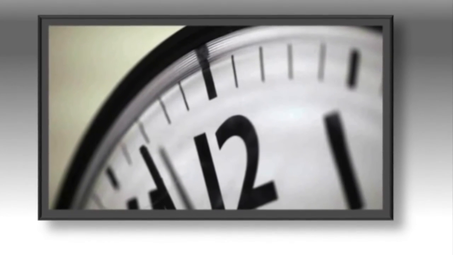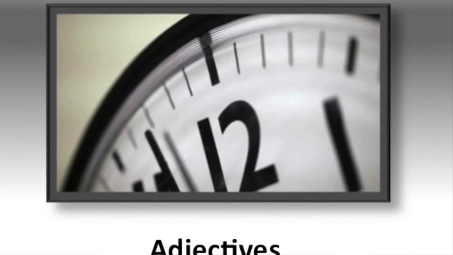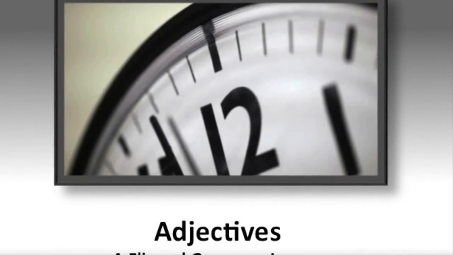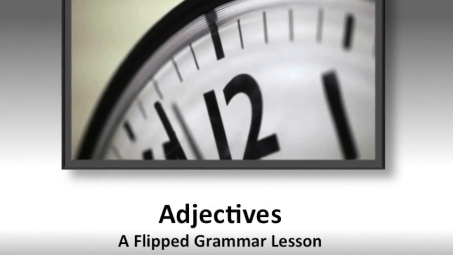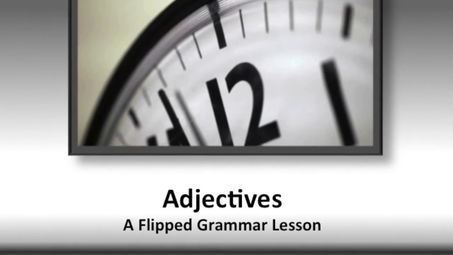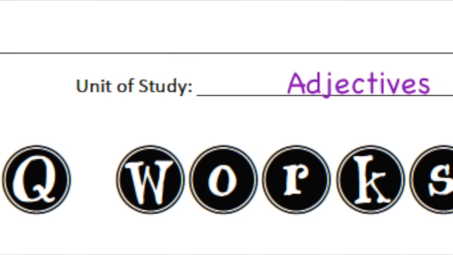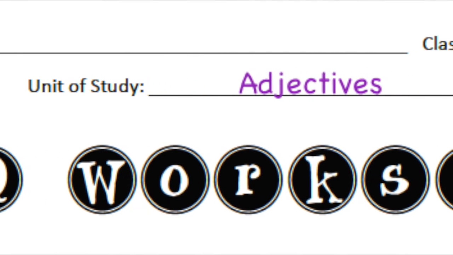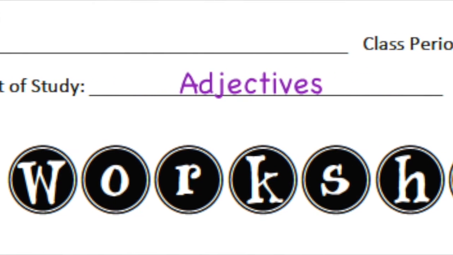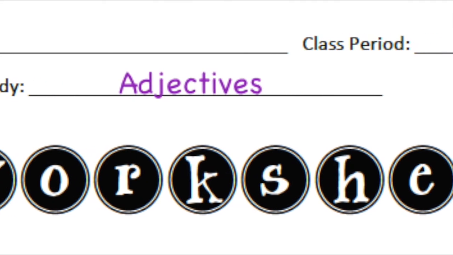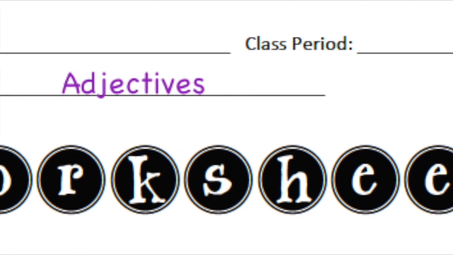Your flipped grammar lesson for Storytown Lesson 16, Adjectives. For this video, you will need your whisk worksheet and a pen or pencil. Let's get started. On your whisk worksheet, please write adjectives next to the unit of study. Then in the W section, write down where and when you watch this video.